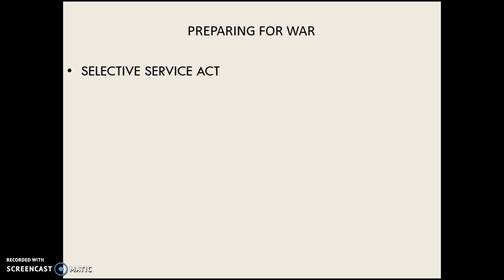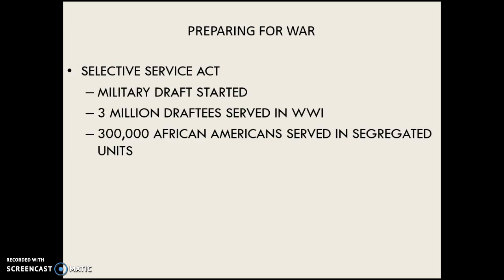Okay, so how do they prepare for war? First of all, they go through the Selective Service Act, which is the Conscription Act. And so this is the beginning of the military draft that was started. And I think we touched on this last class. So 3 million draftees serve in World War I, and 300,000 of those are going to be African Americans. And they serve in segregated units.